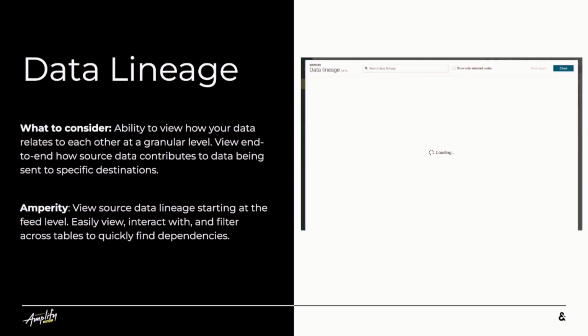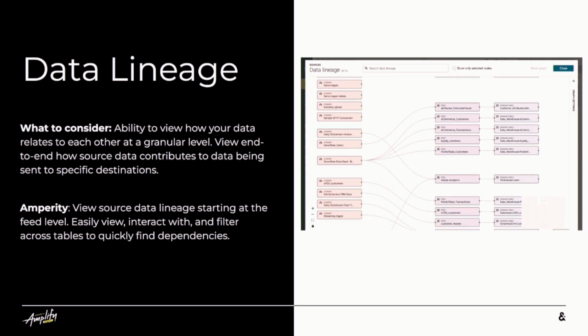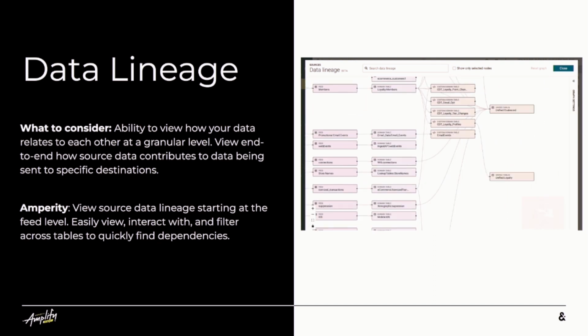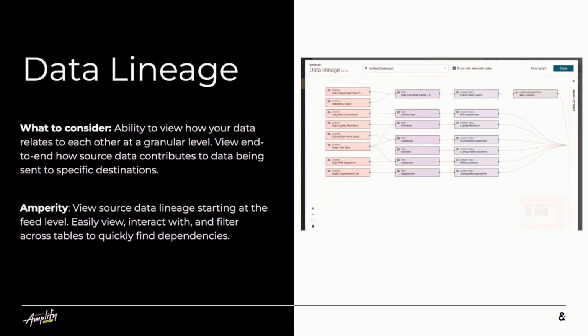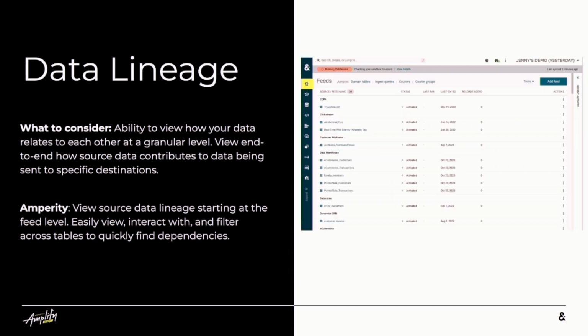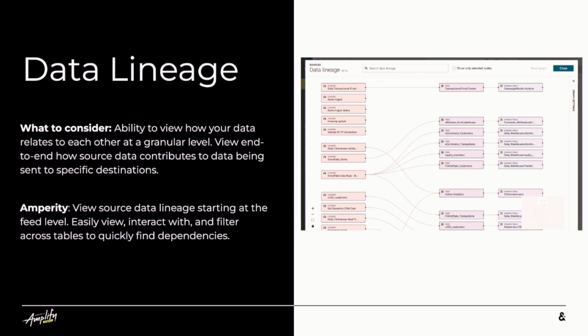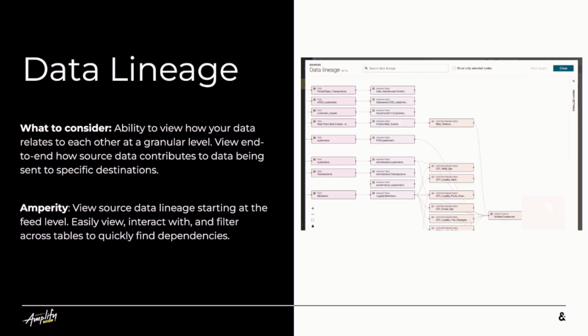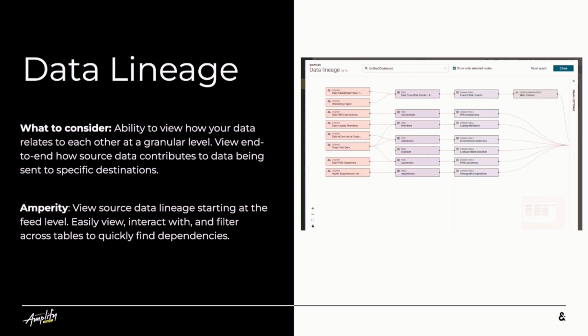Next, I wanted to talk about data lineage. And something to consider here is how all of your data connects to each other at a granular level. Being able to view what source data feeds into the things that you're taking out of your system is really important, especially around being confident to make changes in a system. That's something that I focus on a lot. People always ask me, if I change one thing, how will that impact something else? How do I know that I'm not going to break my campaigns if I change something in my feeds or change something in my sources?